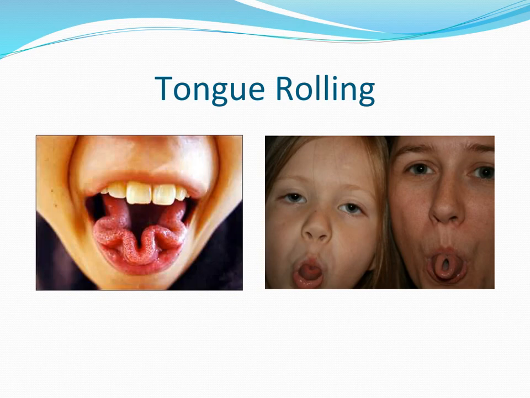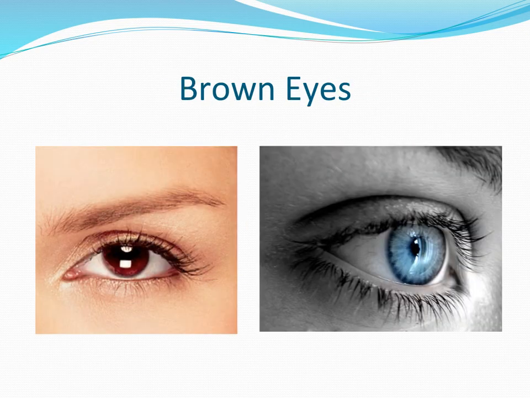A second dominant trait that we're going to look at is the trait for tongue rolling, and obviously you know if you can do it or not. You can see this person way to the right is able to roll their tongue in a nice tight circle, and the person on the left does an amazing job of rolling their tongue like a clover leaf. Brown eyes is another example of a dominant trait. This person here on the left, clearly brown eyes, and blue eyes, which is what I have, is a recessive trait.